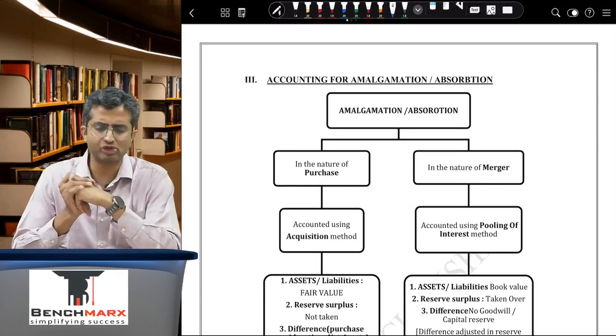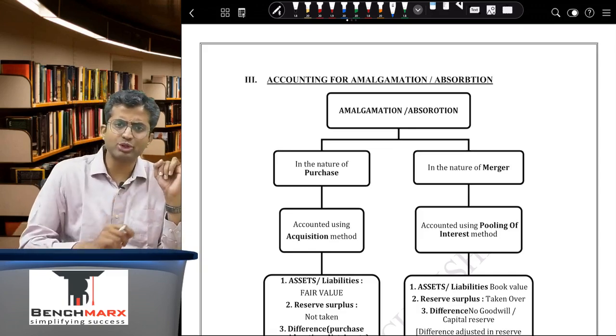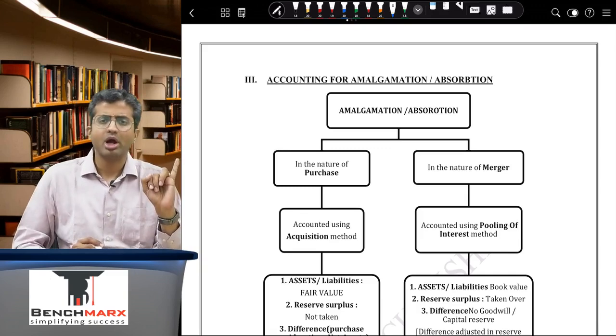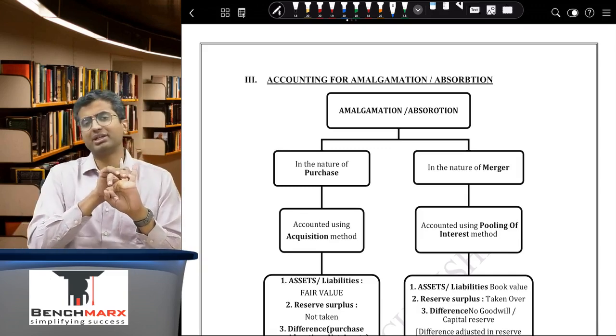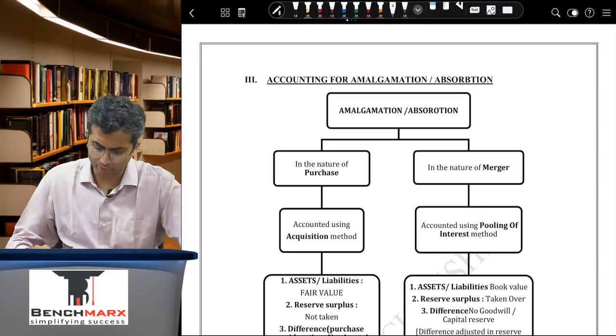So if there is amalgamation which is in the nature of purchase, assets and liabilities will be taken over at fair value. Difference between PC and net assets will be in goodwill or capital reserve, as the case may be, and reserves will not be taken over. So there are 3 things.